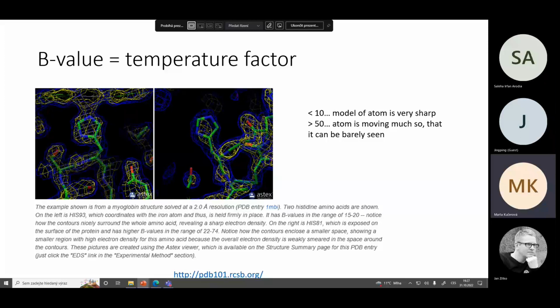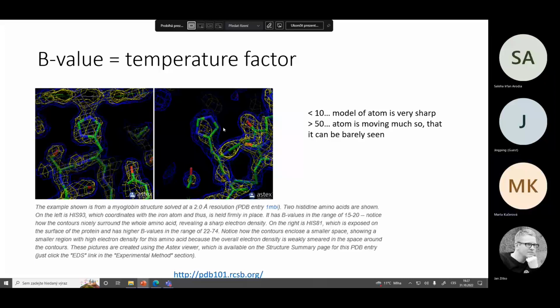Okay, the last but one value in the record of the PDB file was the B value or B factor, which is the temperature factor for every atom, and it reflects the movement of the atoms. So when we compare the particular molecules in the crystal again, we can see that some parts of the protein are more rigid, and some of them are more fluctuating.